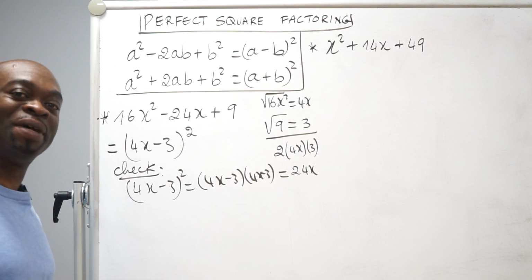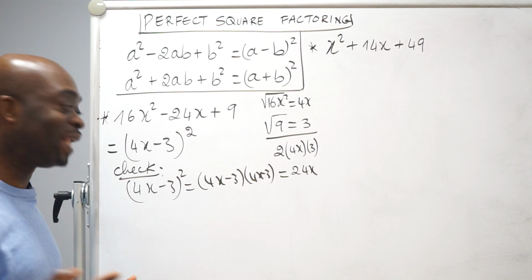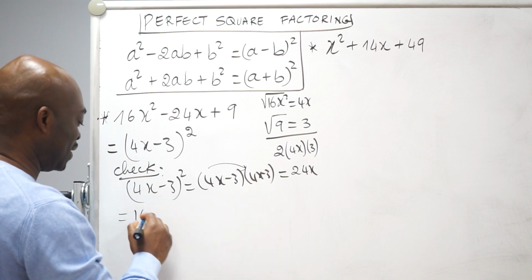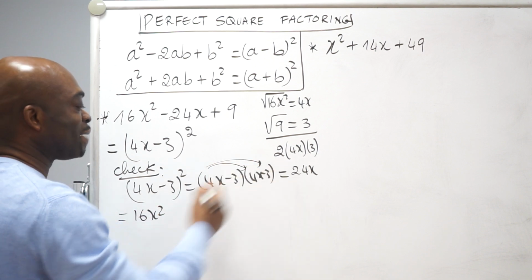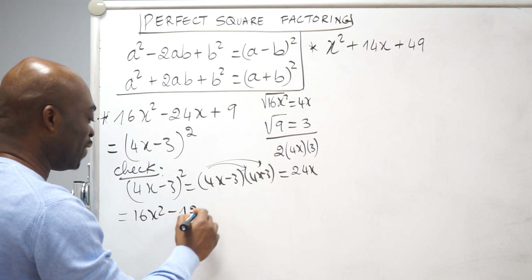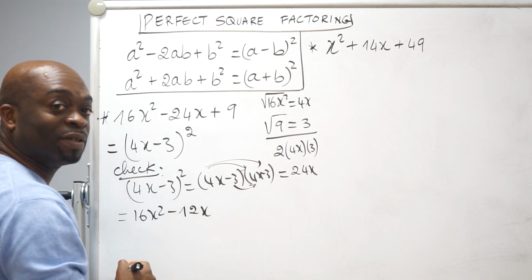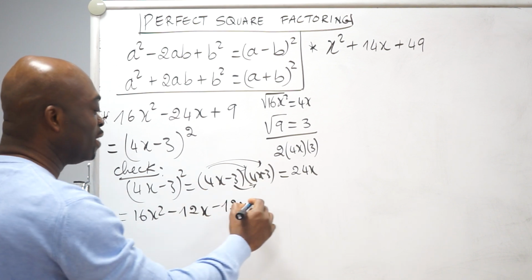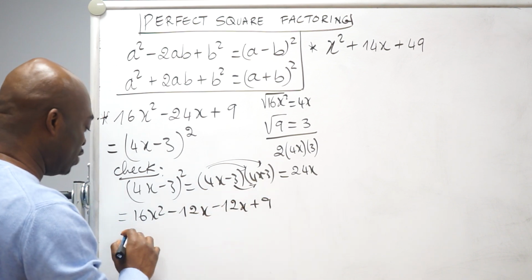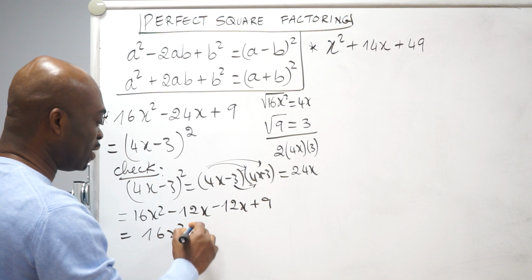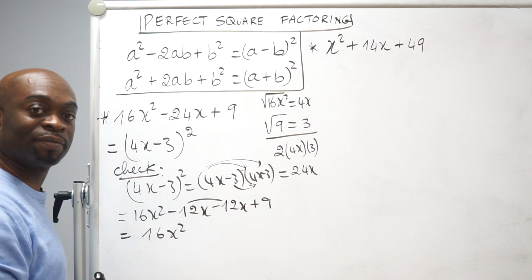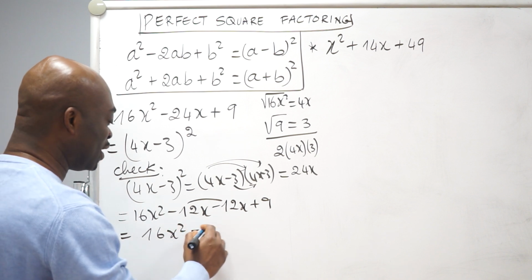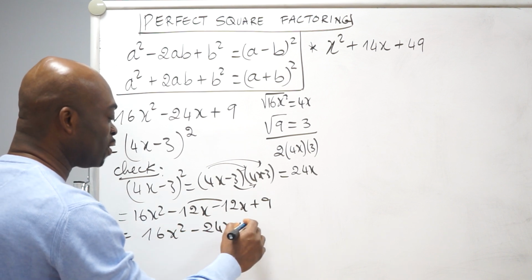So you're using the FOIL method again: the first, the outer, the inner, and then the last. You do that, and then you end up with what? 16x squared, and 4x times negative 3, negative 12x, then negative 3 times 4x, another negative 12x, and negative 3 times negative 3 gives you positive 9. When you combine them, 16x squared, these two together have the same signs, so you add and keep the sign. It's going to give you negative 24x, then plus 9.